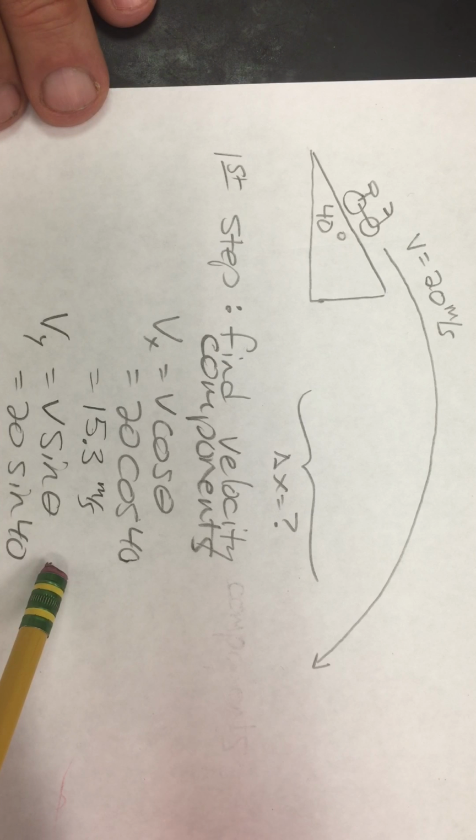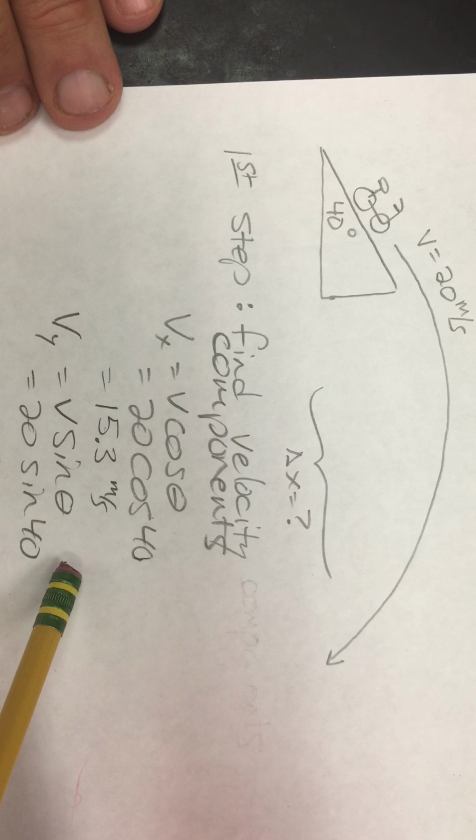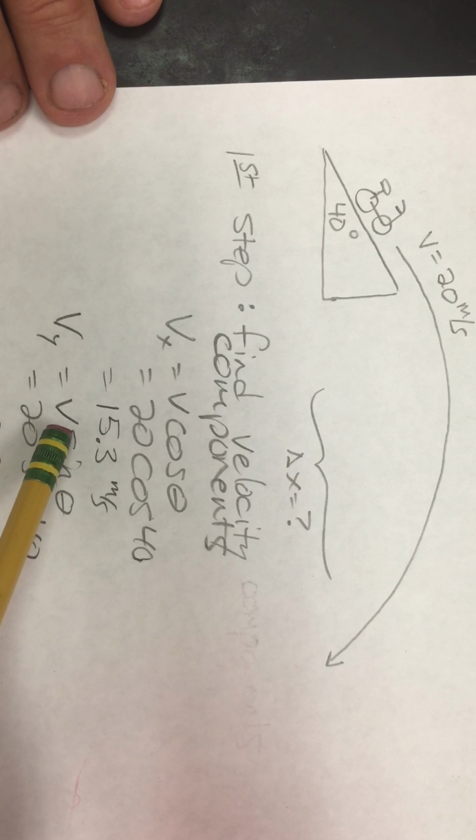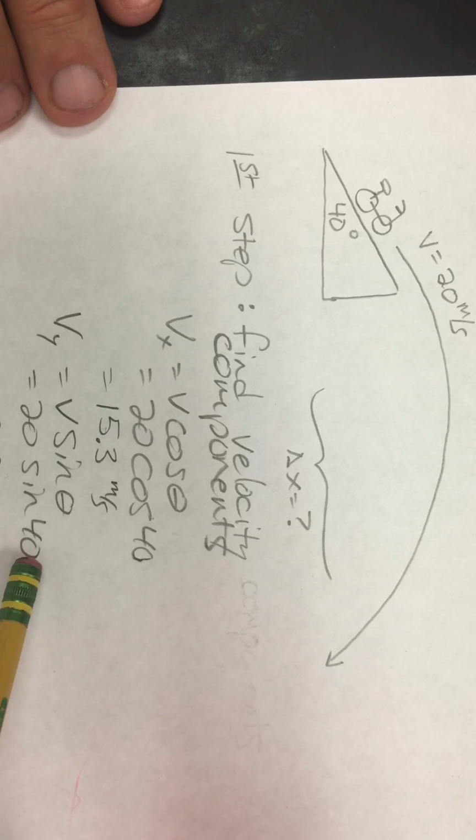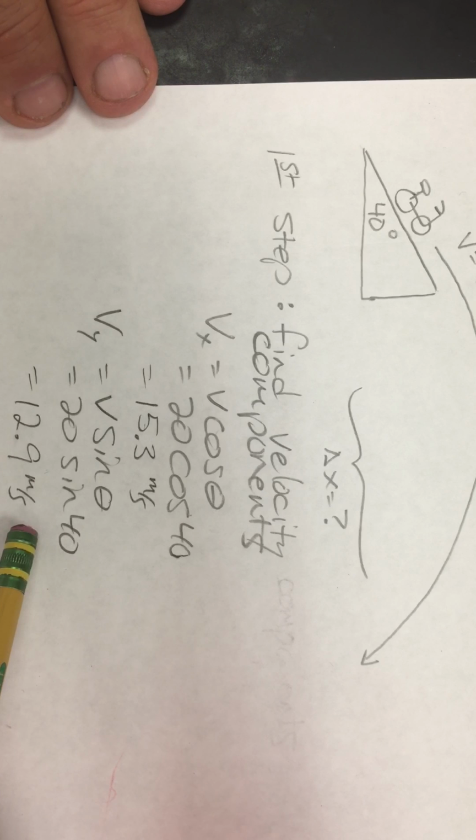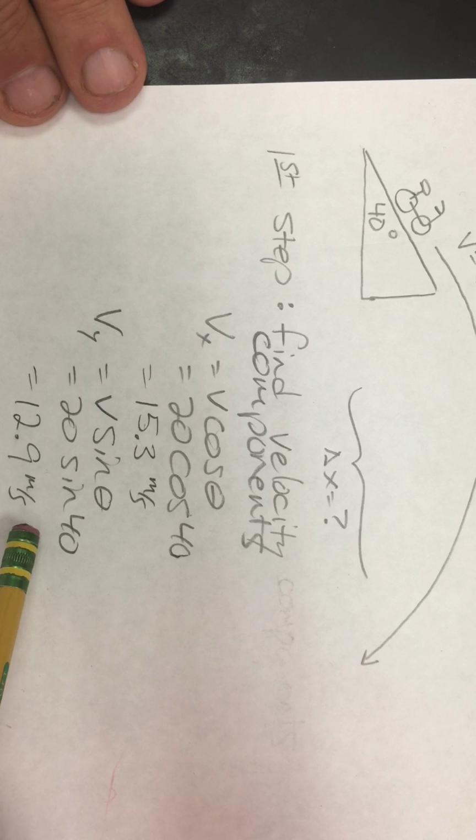Now, how fast it's rising as it goes up the ramp. We use the sine of the angle multiplied by the launch velocity. So 20 meters per second times the sine of 40 degrees gets us 12.9 meters per second.